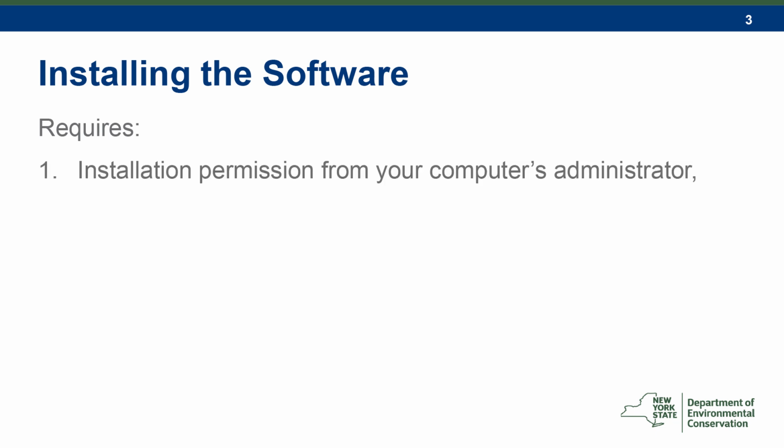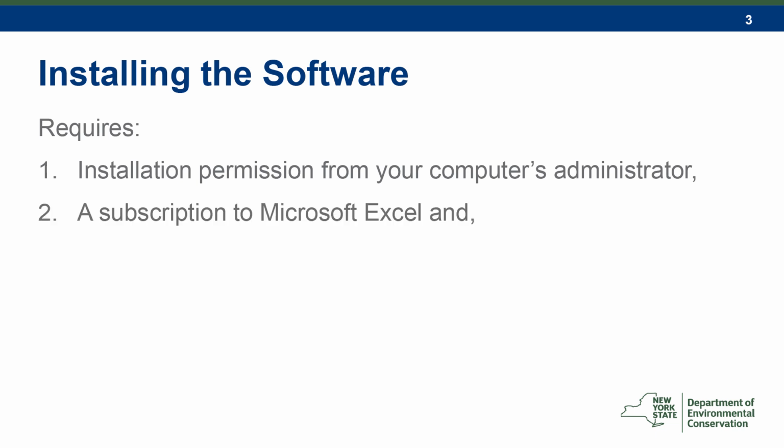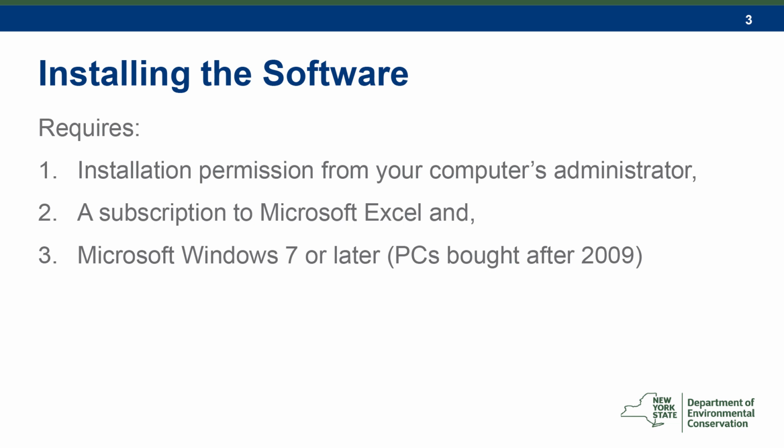To install Option D installation package, you must have 1. Installation permission from your computer's administrator, 2. A subscription to Microsoft Excel, and 3. A computer running Microsoft Windows 7 or later. If you bought your PC after 2009, you likely satisfy this requirement.